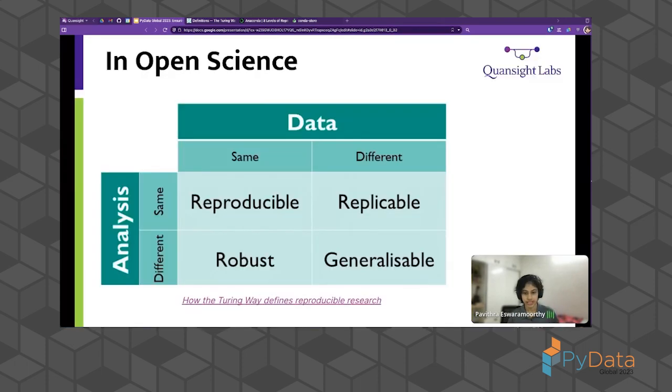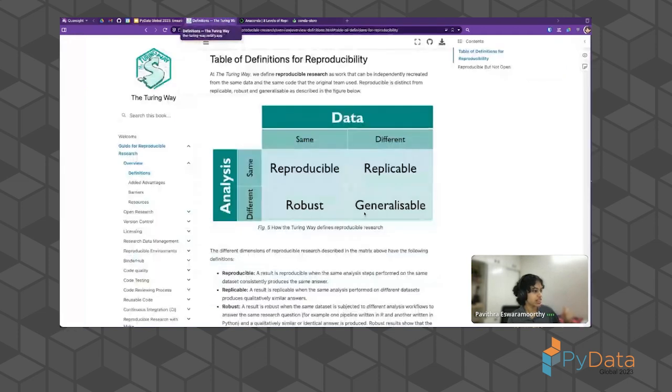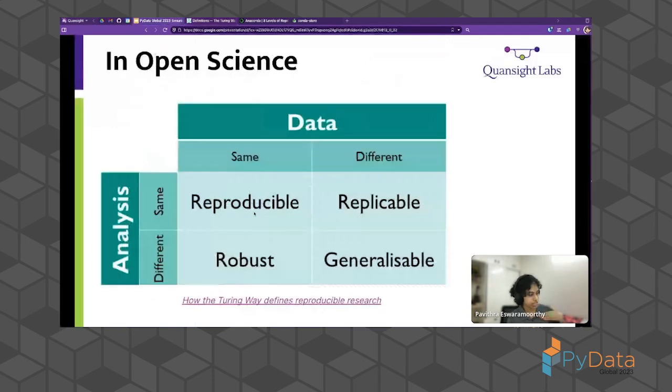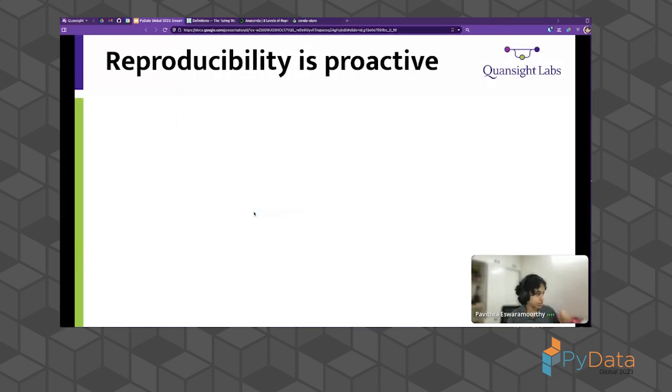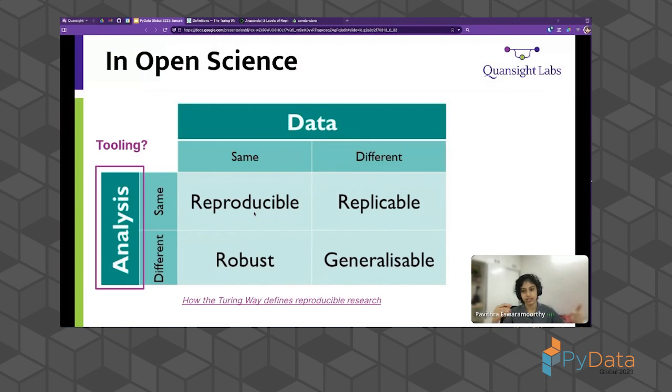Right. So in open science, this is a wonderful matrix created by the Turing Way community. They define reproducibility as when the same analysis steps performed on the same data set consistently produce the same answer. So we have data and analysis. There is a layer missing here, right? Or you can also consider that a part of analysis, which is tooling. And the tooling part is also critical in reproducibility, and that's the part we are going to focus on. Now, I think the context is clear, what we're talking about in terms of runtime reproducibility.